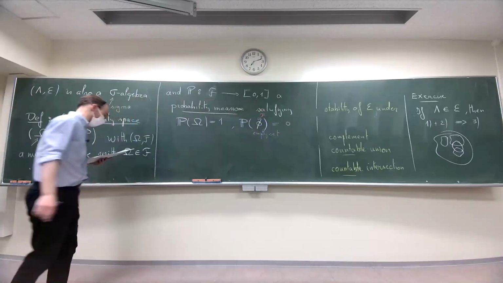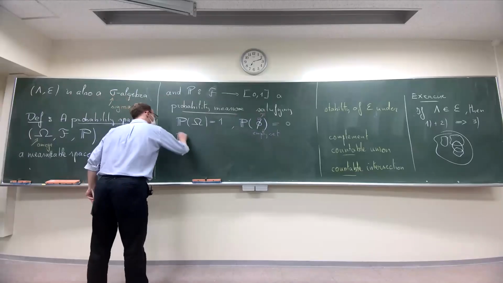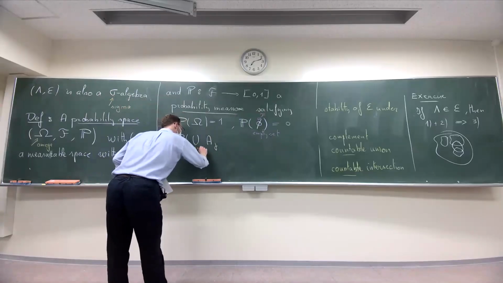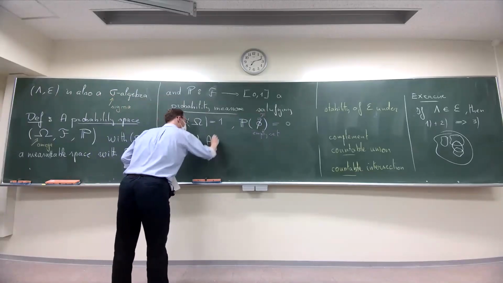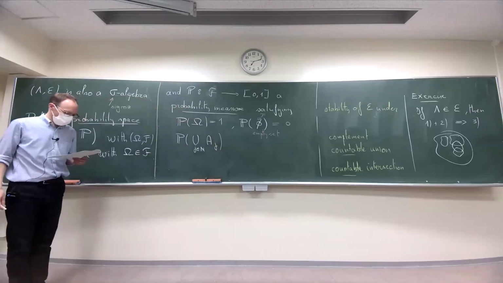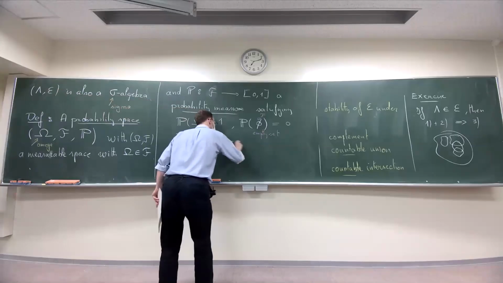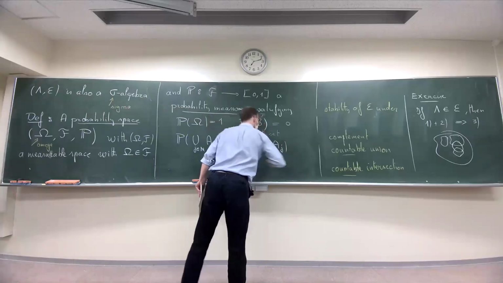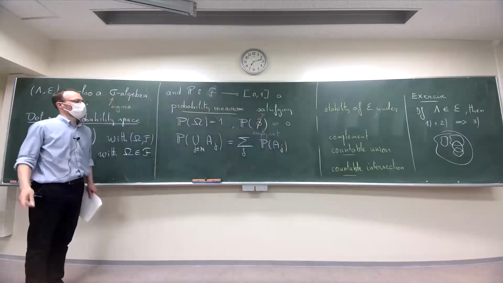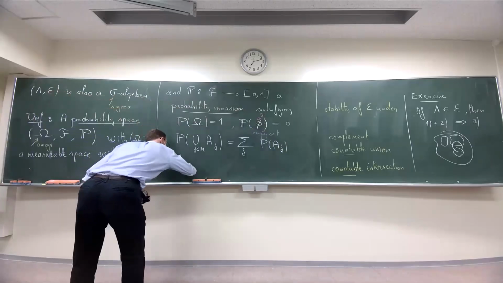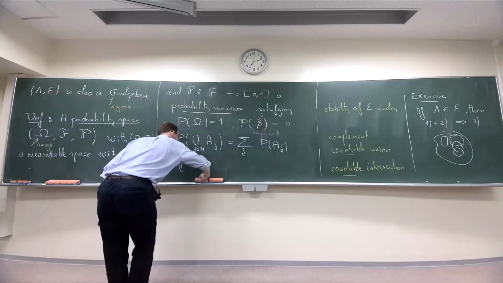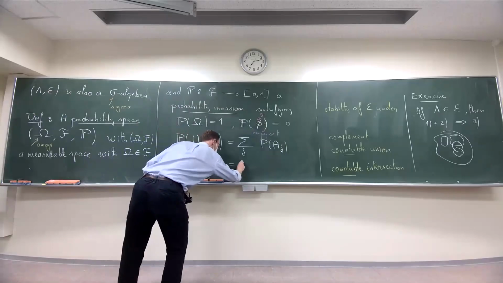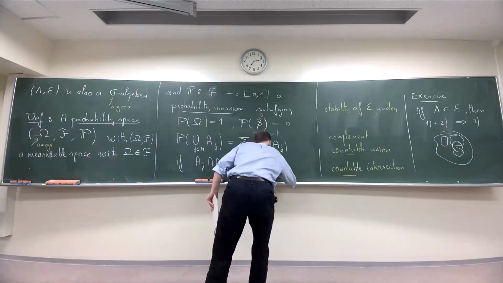And we have one more property, P of a countable union. Probability of a countable union is the sum of each probability, but with one condition. If the intersection of AJ with AK is equal to the empty set for any J different from K.